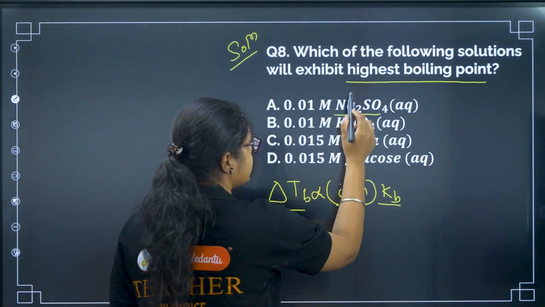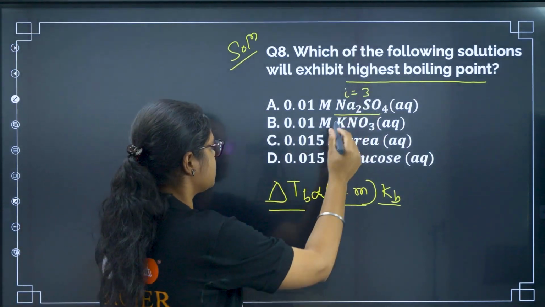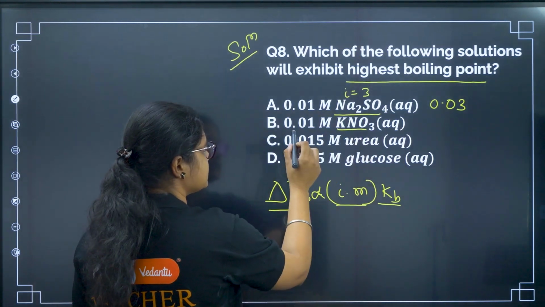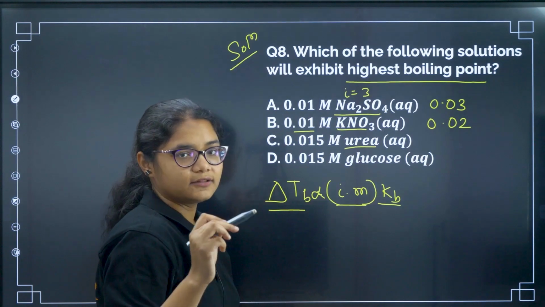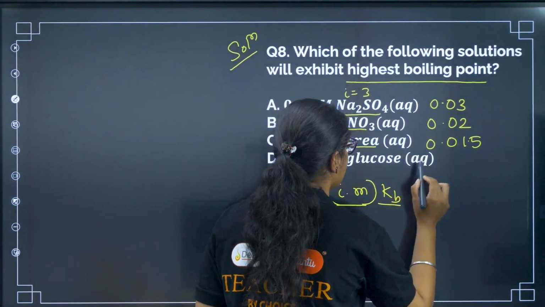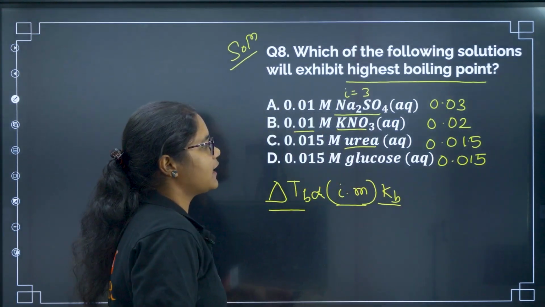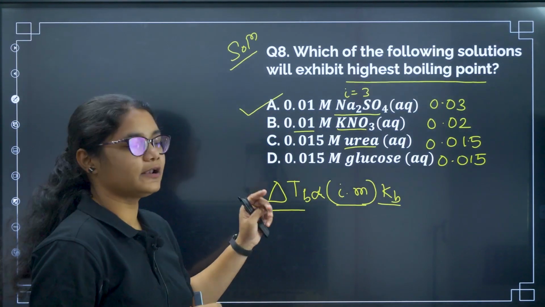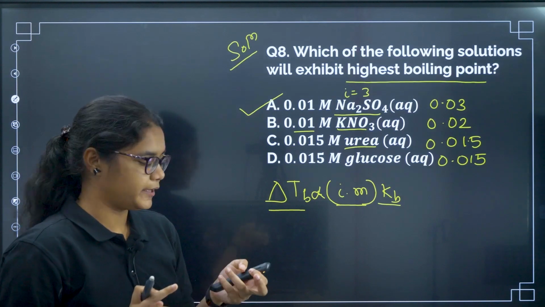So for this one, i is equal to 3, 2 sodium ions and 1 sulfate ion. So 3 into 0.01 is 0.03. Now here there are 2 ions, 0.01, so we'll get 0.02. Here urea, for urea the i factor is 1, so it will become 0.015. For glucose also it is 0.015, right? So the correct answer for this question is option A. im will be maximum, then delta Tb will also be maximum. But the opposite happens in freezing point, okay?